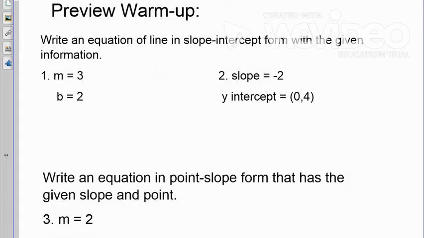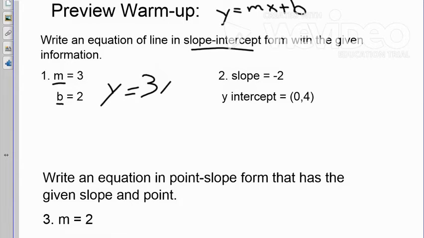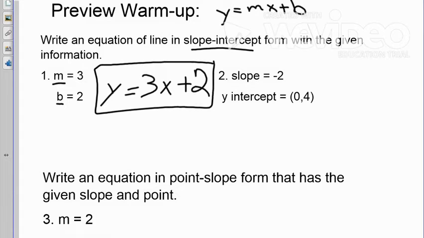Our warm-up for 3.5 today is write an equation of a line in slope-intercept form given the two pieces of information. So slope-intercept form, just to reiterate, is y equals mx plus b. Okay, so if we have an m here and a b here, we're going to say y is equal to, instead of m, 3x, and instead of b, plus 2. Okay, so there's your first one.